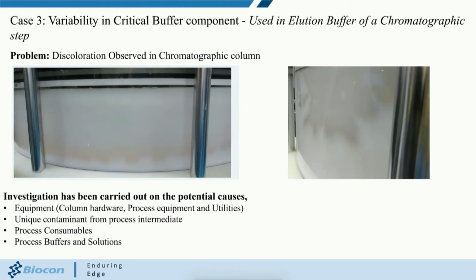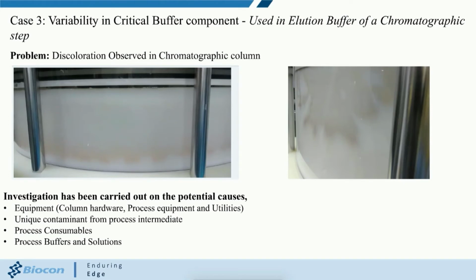What would be the reason for this? Why has the column turned this color? So what happened was, in one of the batches, when we passed on to the product load and buffers, the operator identified that the resin color had changed completely. Then it came to the MSAT team for further investigation into what happened in this batch.